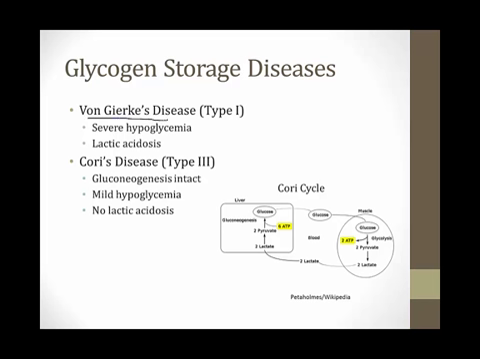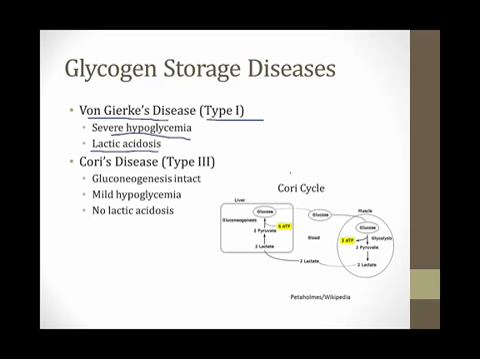In von Gierke's disease, or type 1 glycogen storage disease, there is severe hypoglycemia. This is because gluconeogenesis cannot occur normally in the liver, and I explain why in the video on glycogen. In addition, in von Gierke's disease, there is a lactic acidosis. This is because of disruption of the Cori cycle.